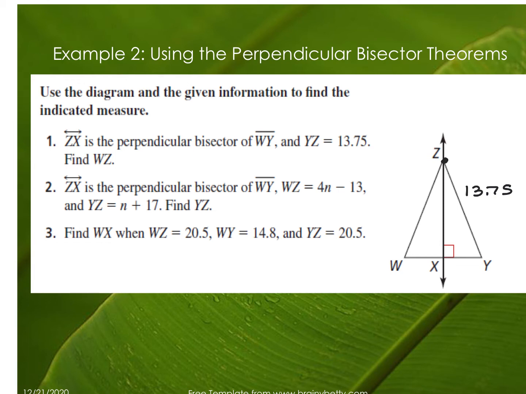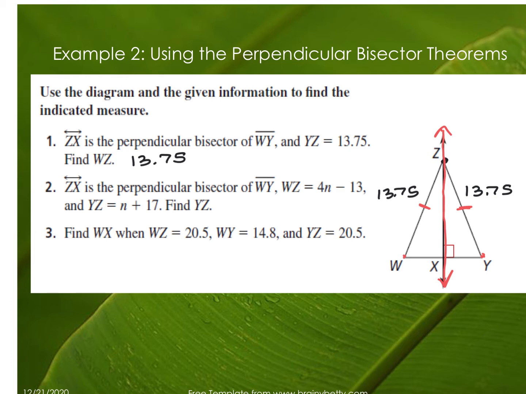Now, by using the perpendicular bisector theorem, remember if a point lies on the perpendicular bisector, and here's point Z, and it's on the perpendicular bisector, which was given to me, which is ZX, then I know that point Z is going to be equidistant from these two endpoints, W and Y. So if this side is 13.75, then WZ is also congruent, so it also equals 13.75. So the length of WZ is 13.75 by using the perpendicular bisector theorem.